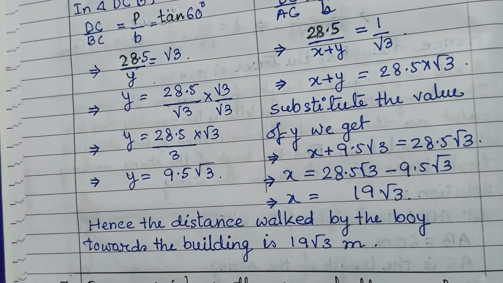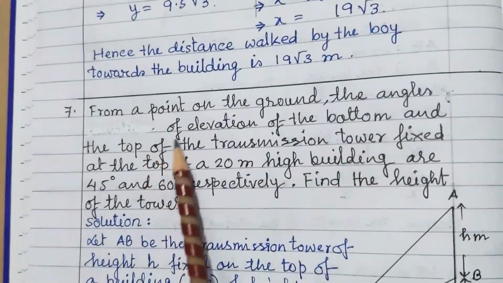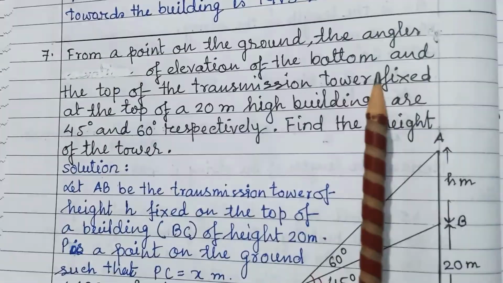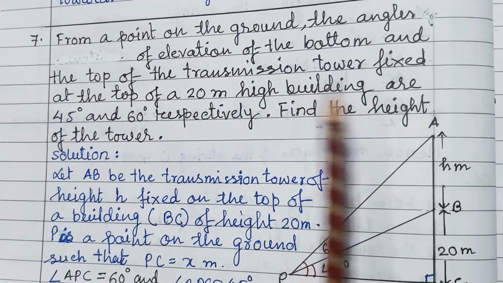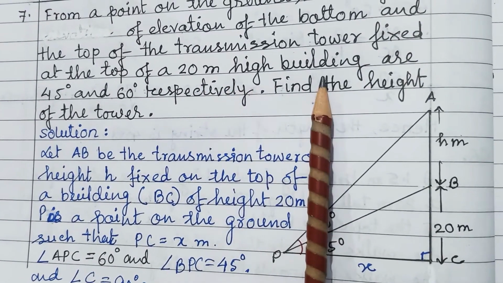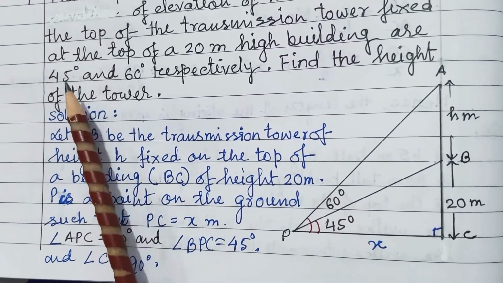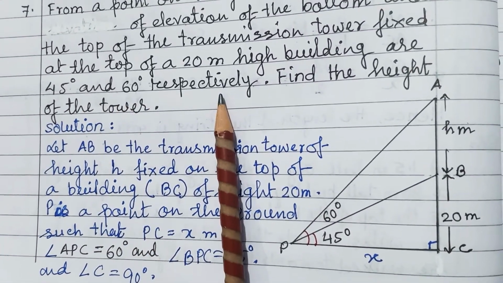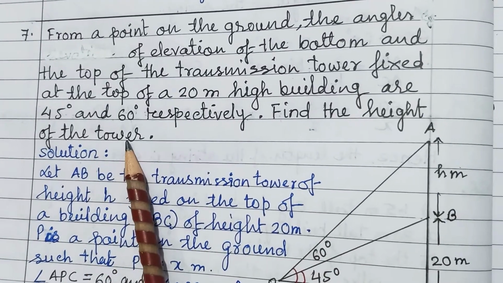Now question number 7. From a point on the ground, the angles of elevation of the bottom and the top of a transmission tower fixed at the top of a 20 meter high building are 40 degrees and 60 degrees respectively. Find the height of the tower.